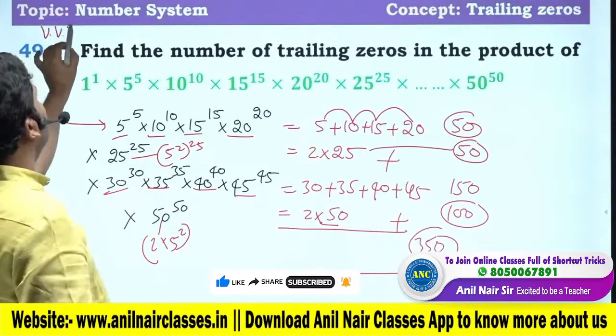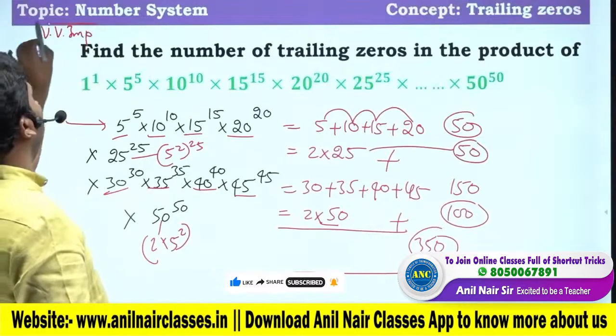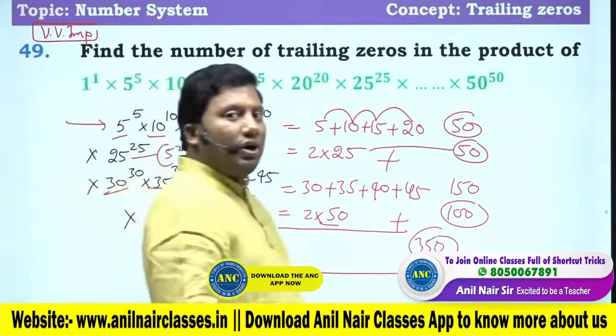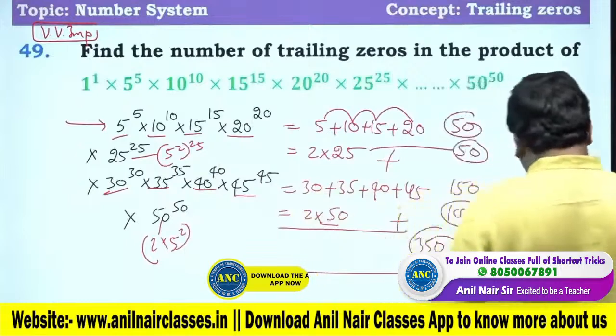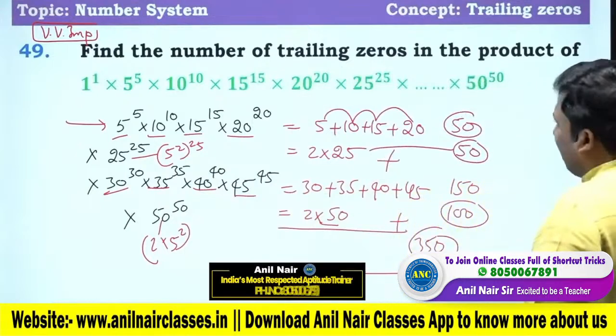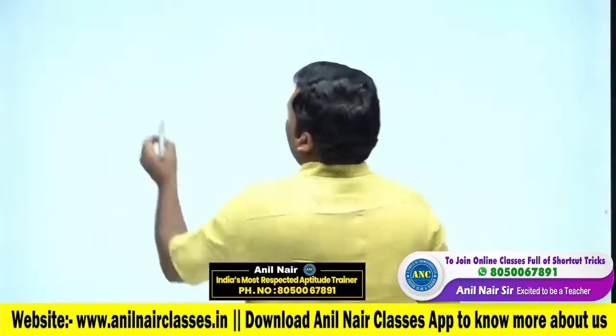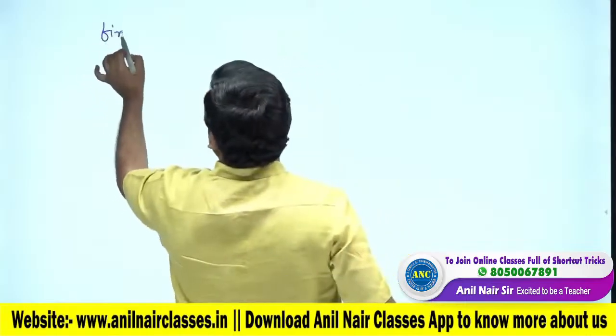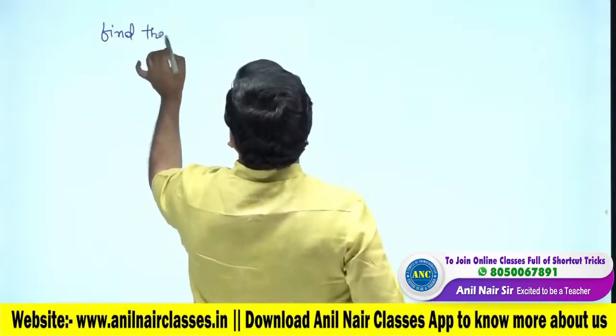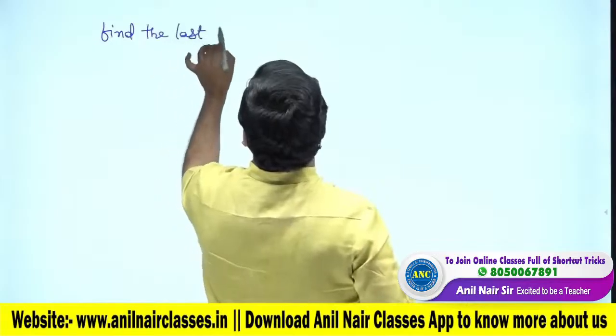Trailing zeros, session number 2. It is a very, very good class where we are going to discuss level 3 questions. I hope this idea is clear. Please write it down, sir. Find the last 2 digits, because we did that question.